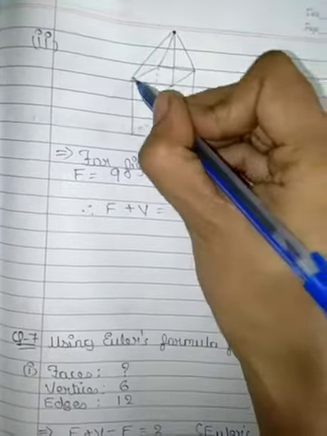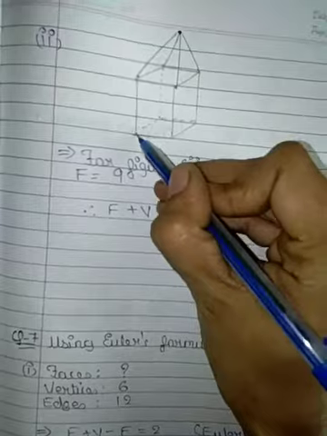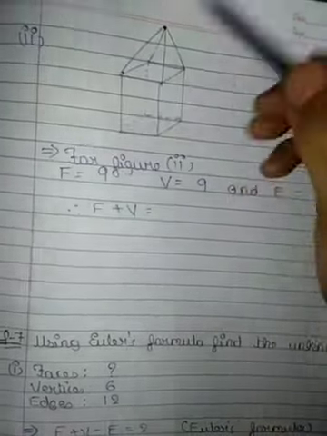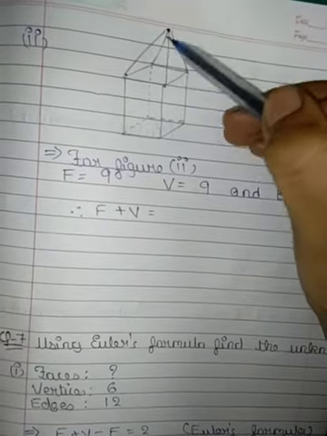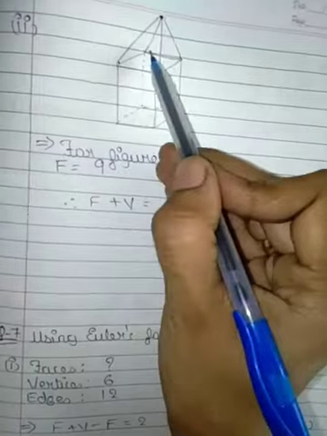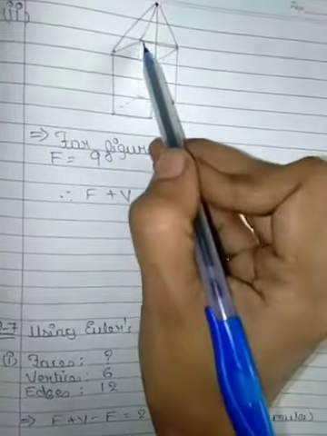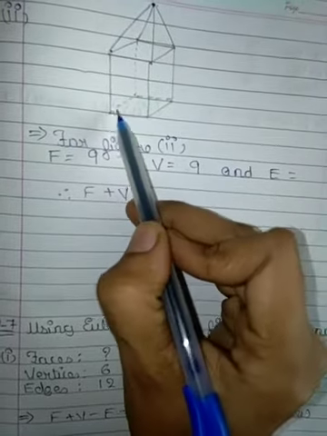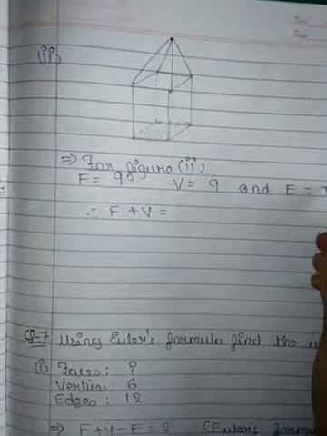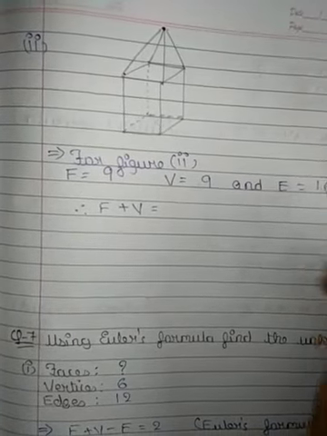This is 1, 2, 3, 4, 5, 6, 7, 8 and 9. 9 vertices. And edges: 1, 2, 3 and 4. 4 edges up. 1, 2, 3, 4. 4 plus 4, 8. 9, 10, 11, 12, 13, 14, 15 and 16. These are all edges. So total number of edges are 16.